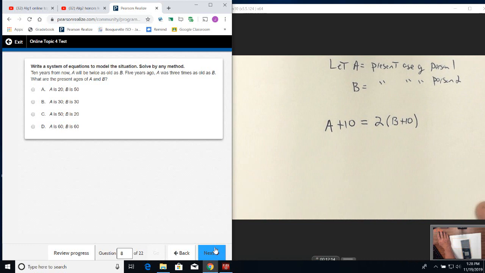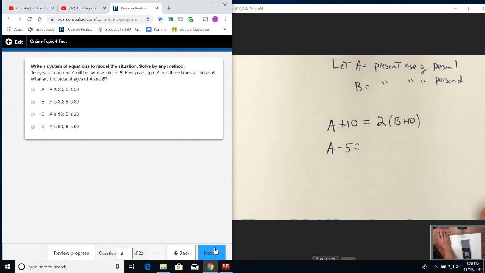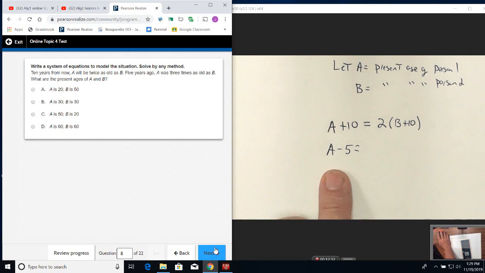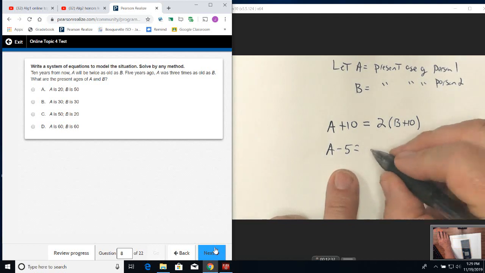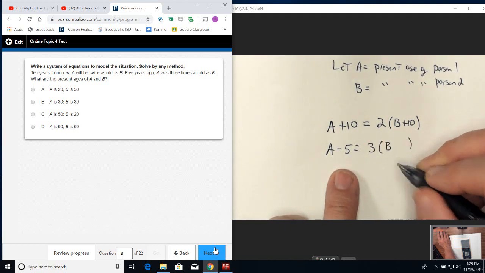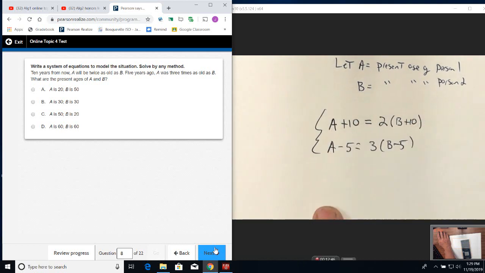So what's the second equation? Well, it says 5 years ago, so if I take my age right now and subtract 5, so if I'm 45 and I subtract 5, what am I 5 years ago? 40. I'm 40 years old. Okay, what's your age 5 years ago? You take your age now and subtract 5, right? But it says 5 years ago, person A was 3 times as old as you, which is person B. So it's 3 times person B's age, but it's not person B's age now, it's person B's age 5 years in the past. So there's my system of equations.